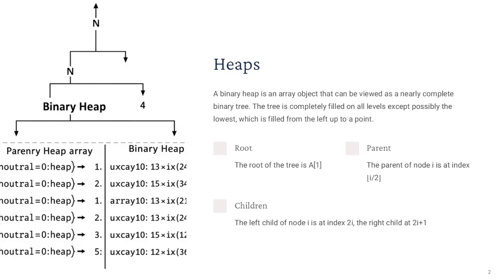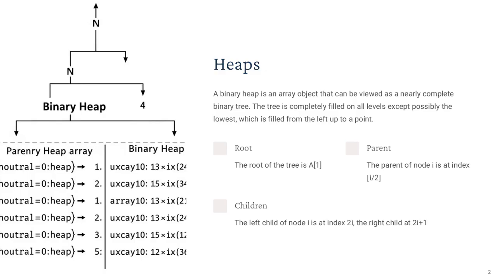A heap is a nearly complete binary tree represented as an array. Each node of the tree corresponds to an array element, making it efficient for both storage and operations. The root of the heap is located at A of 1, and the relationships between nodes are defined as follows: Parent. The parent of a node at index I is located at floor of I divided by 2. Children. The left child of node I is located at 2 times I, and the right child at 2 times I plus 1.